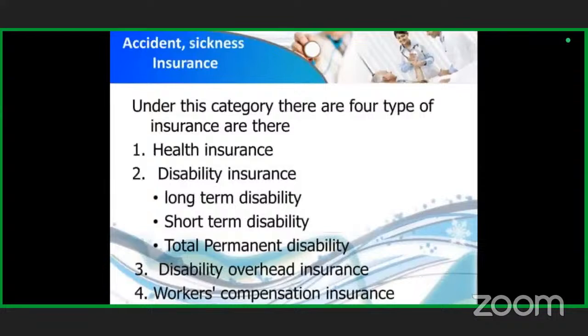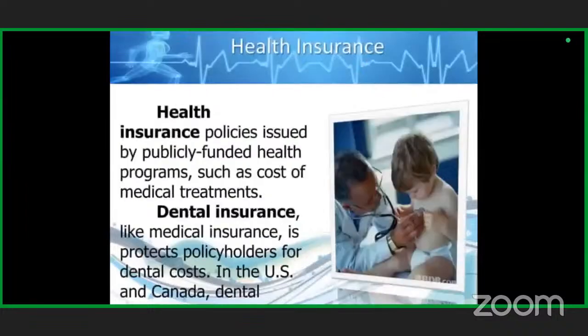Then accident and sickness insurance. Under this category, there are four types of insurance: health insurance, disability insurance. Disability insurance includes long-term disability, short-term disability, and total permanent disability. The third one is disability overhead insurance. Then the fourth one is workmen's compensation insurance.